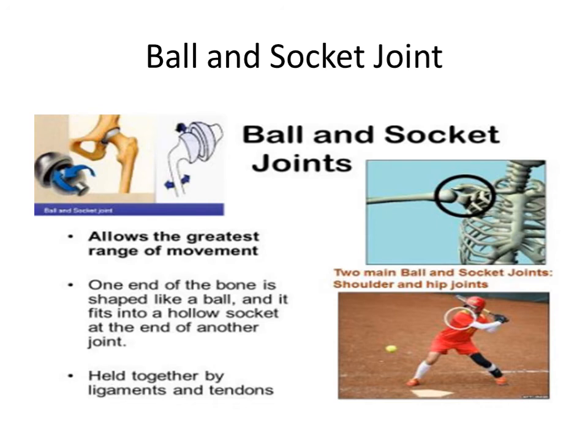So, ball and socket joints. The ball and socket joints allow the greatest range of movement. One end of the bone is shaped like a ball, and it fits into a hollow socket at the end of another bone. So you can clearly see it from the images here above. And then it is also held together by ligaments and tendons. All right. Two main ball and socket joints, the shoulder and hip joints.